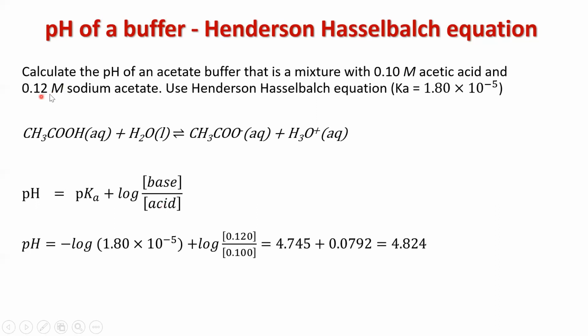Well, the sodium acetate breaks up into acetate ions, and the acetate ions are the base in our buffer solution. So the 0.12 goes on top. The acetic acid is the acid in the buffer solution, so 0.10 on the bottom. And when we plug that all in, we get 4.824. It's the same number that we got in the previous math problem when we were solving for the pH of the solution. It's a shortcut of how to calculate the pH of a buffer.